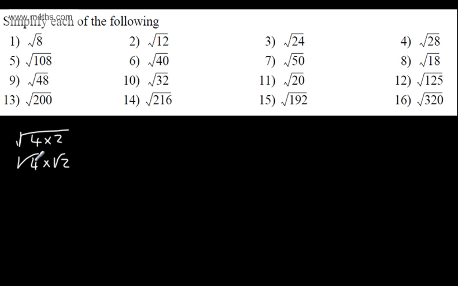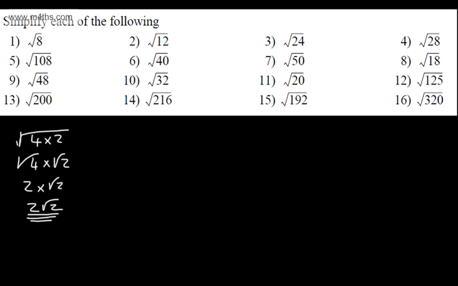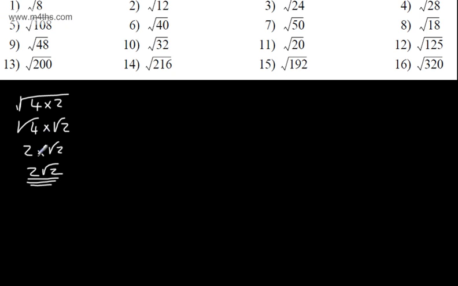Now we know that the root of 4 is going to give us 2. So we can say that this is 2 times by root 2, and we say that it's 2 root 2. So our answer is 2 root 2. If we put this in a calculator and we put the root of 8, it will simplify it to the exact value of 2 root 2. So that's one way that you could do it.